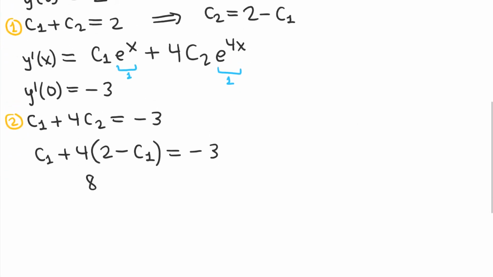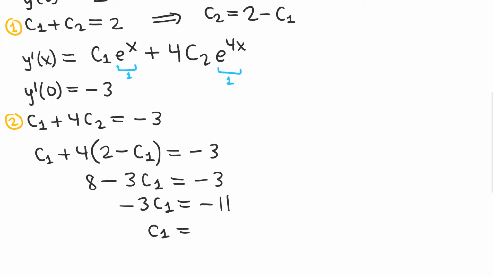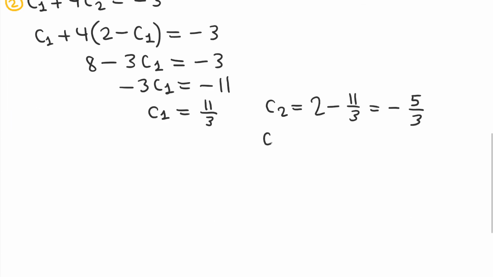So if I expand the left-hand side, I get 8 minus 3 c1 is negative 3. So I get, let's see, negative 11. And so c1 is negative 11 divided by negative 3, or 11 over 3. And now I can go ahead and plug this back into my other equation. And so I get c2 is 2 minus c1, which is 2 minus 11 over 3, and if you subtract those, you get negative 5 over 3. And so there you go. Those are your two constants.